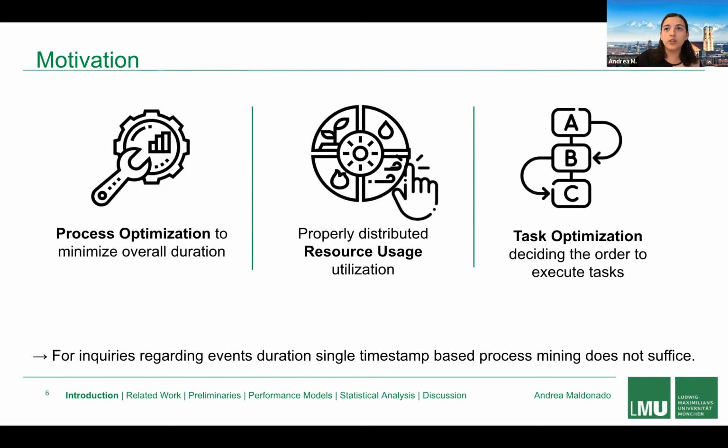Before we go there, I also want to mention other motivations, beyond process optimization, for knowing the duration of activities and filtering the most interesting ones out: the proper usage of the resources that you have, and taking informed decisions on how to order your tasks best. So overall, what we want is to look into events that entail not only a single timestamp, but multiple ones, so that we can really speak about real duration.